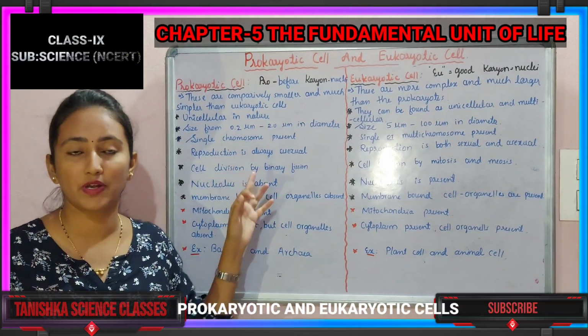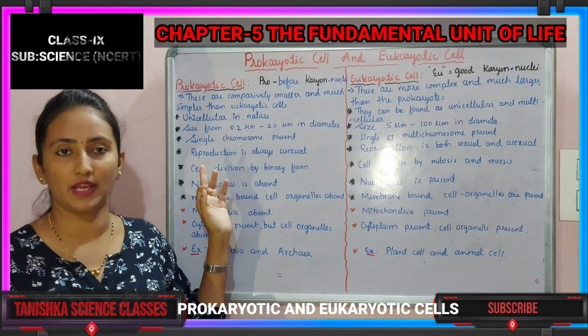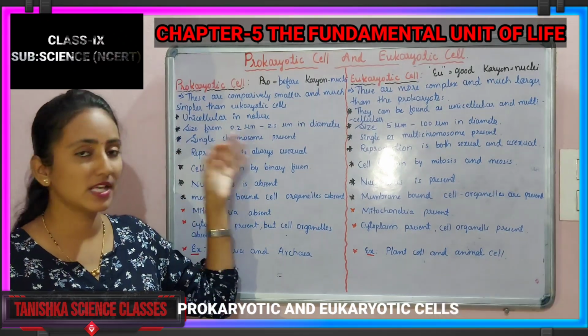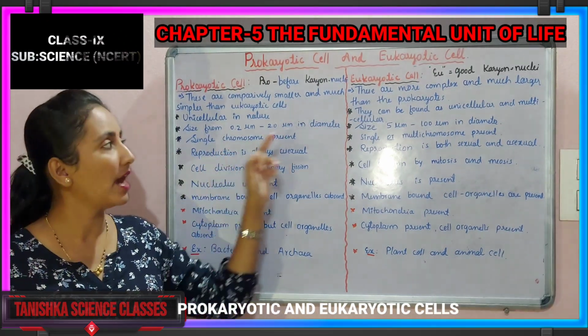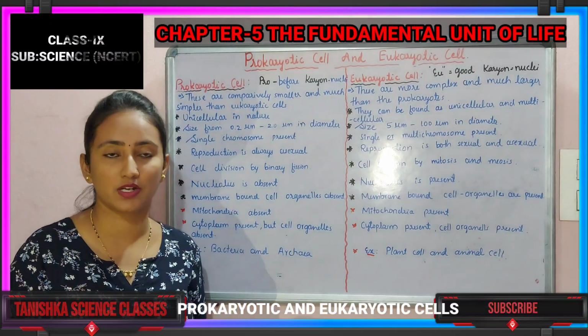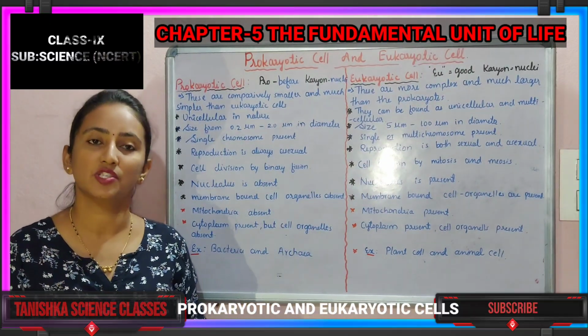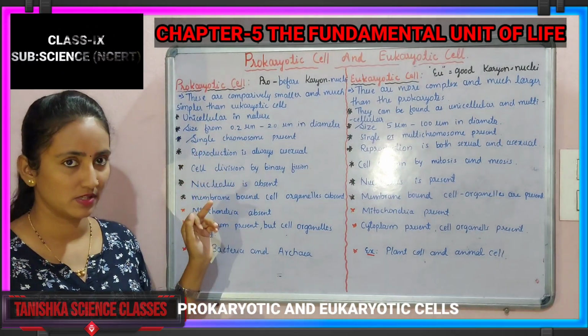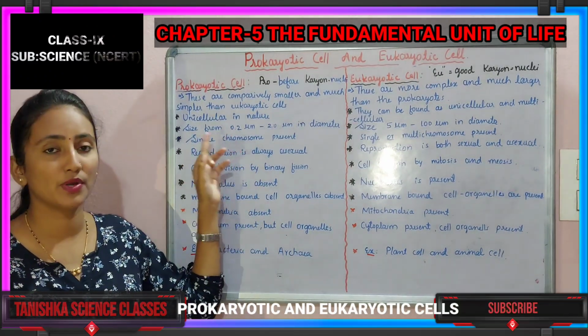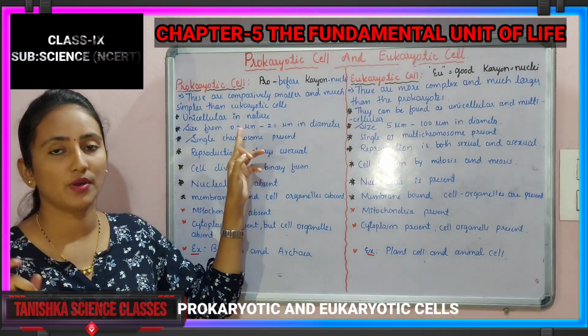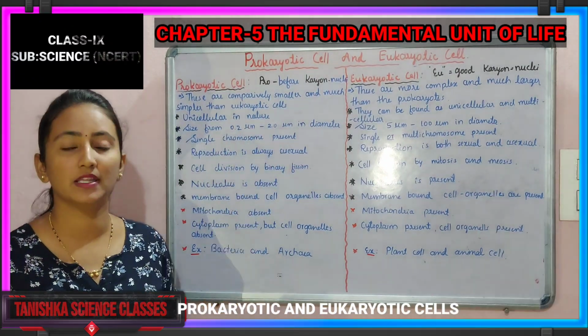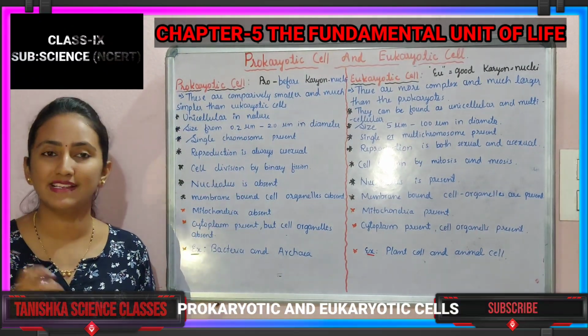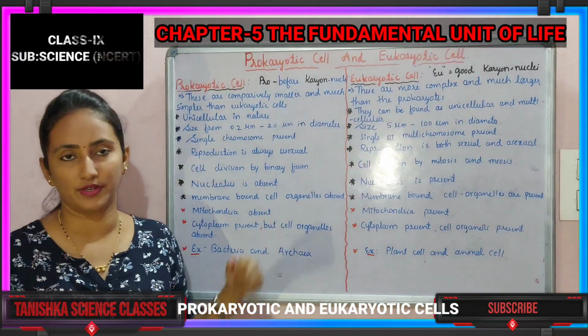Maximum of these prokaryotes we can observe in unicellular organisms. Understanding? These have a very simple structure, and those in the eukaryotes have a very complex structure. If you take the size, they are very small. I have written the small size here, 0.2 micrometer to 2.0, that is 2 micrometer in diameter. Their size is very small compared to the eukaryotes.